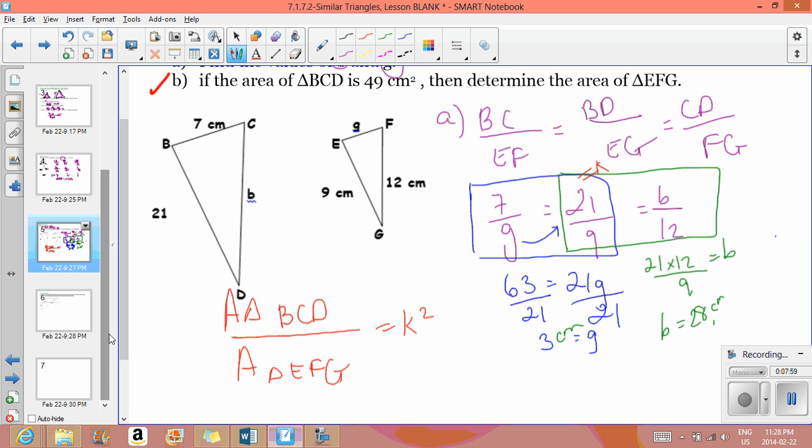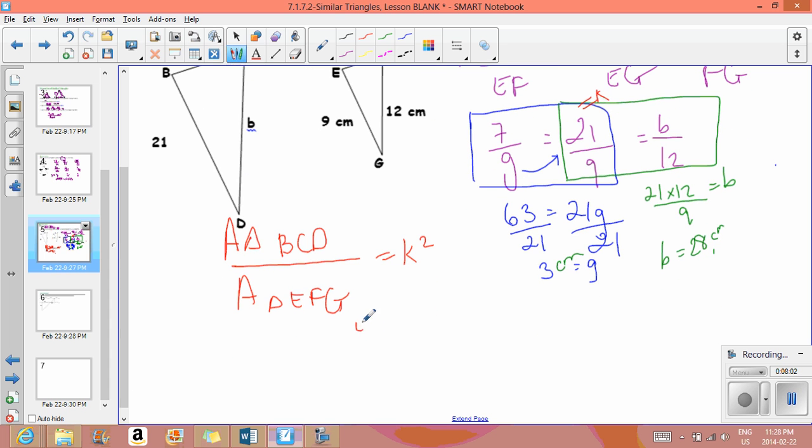So our next equation then will be 49 divided by the area of our triangle equals 21 over 9 squared. And if we solve for this, we will get approximately 9 centimeters squared is what the area of triangle EFG is. And so there, at the end, we should always have our therefore statement, which answers the question.